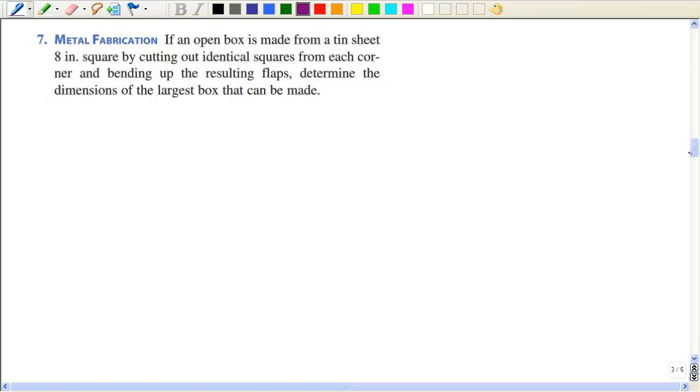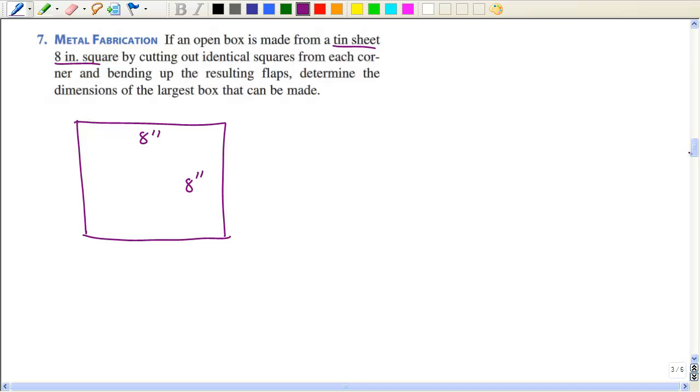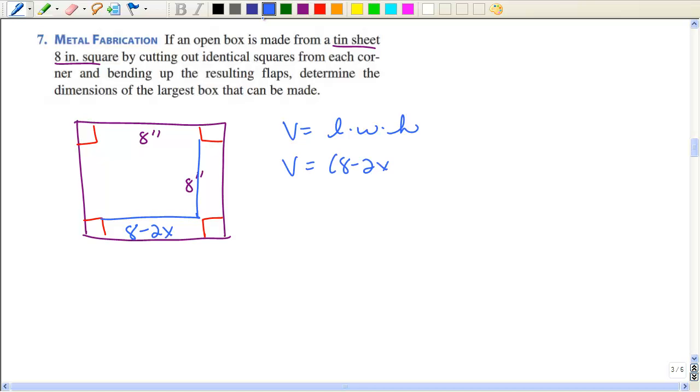All right, number 7 is the exact same setup, except that you have a sheet that's 8 inches square. So we have a square to begin with that's 8 inches by 8 inches. They're going to cut the same little identical square from each corner. And so our volume is still length times width times height. But this time, our length and width are going to be exactly the same, 8 minus 2x. And our height is x, because when we fold that side up, that's going to be a height of x.